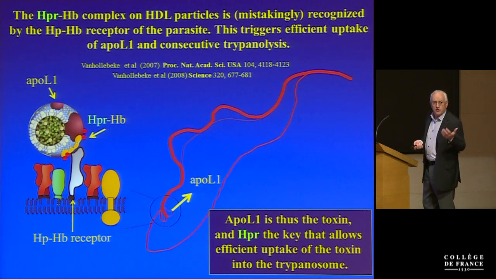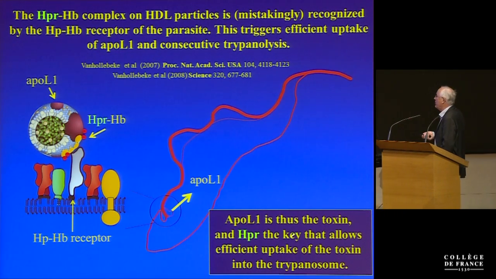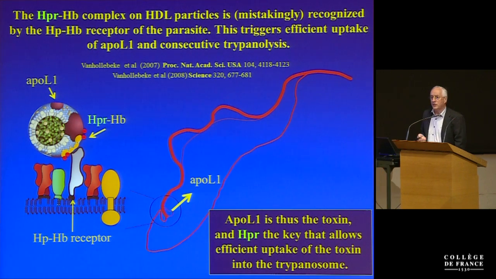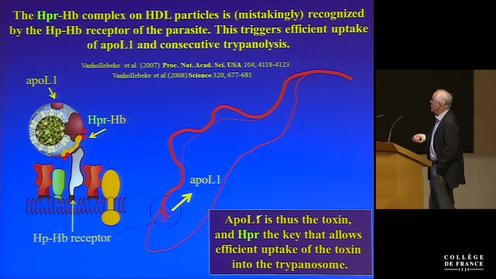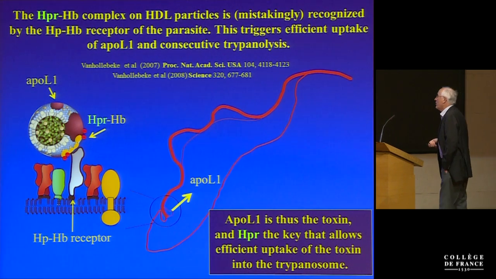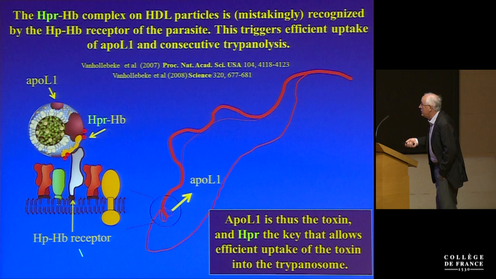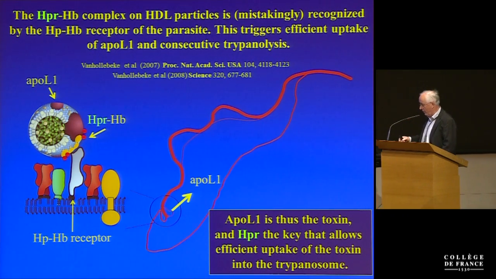At the same time, this is a way to explain the controversy, because ApoL1 is indeed, as we said, the toxic factor that kills trypanosomes, truly, but HPR has a role to play in this system because HPR is involved in the efficient uptake of the toxin within the parasite.